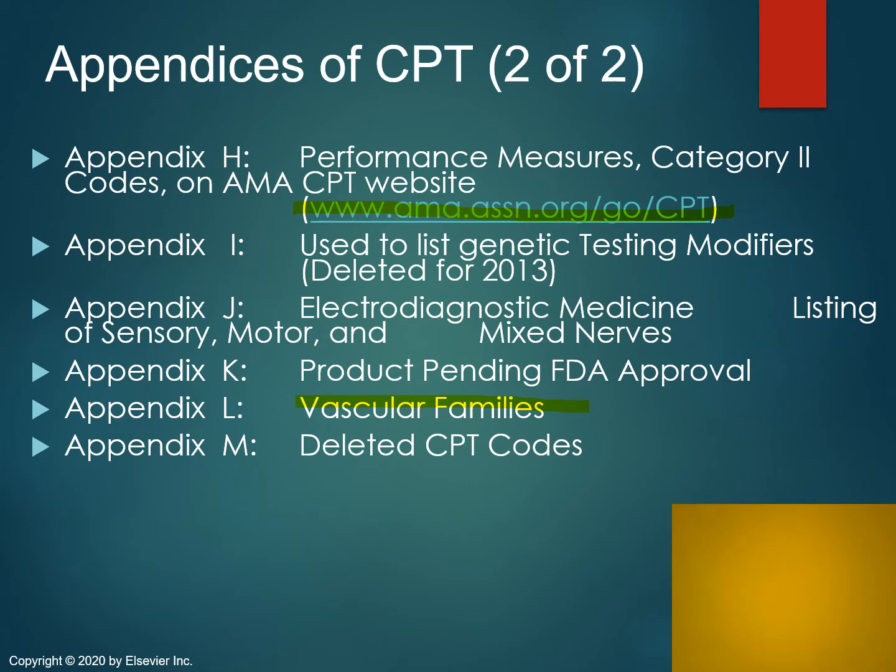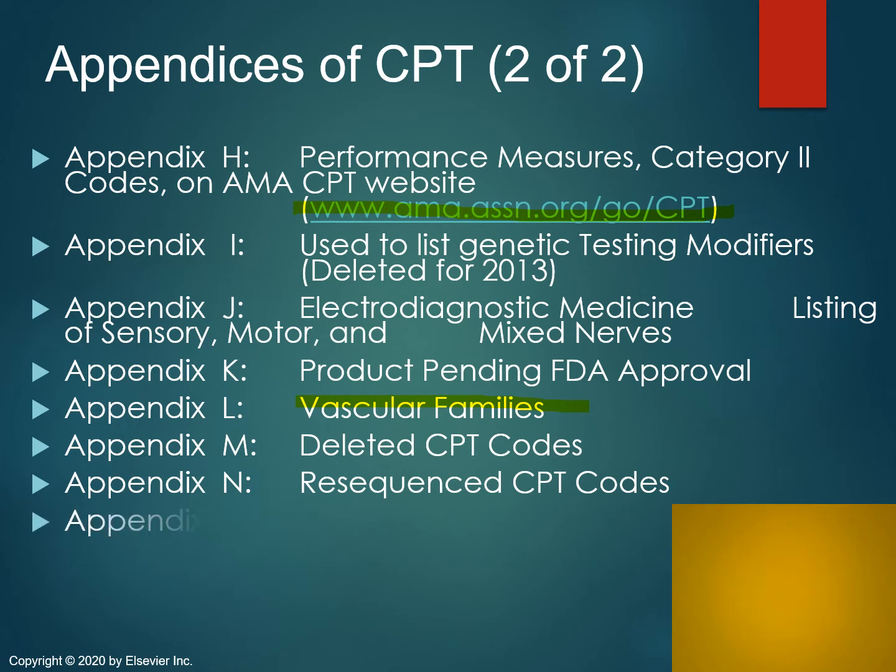Then Appendix M has deleted CPT codes. That's good to know, because if you are in doubt about a code, whether it's still active or not, you can always go to Appendix M and look for it there. N has resequenced CPT codes, and you'll see those sometimes throughout the CPT book. It's not in the regular number order that you would expect it to be. O has assays for algorithmic analysis.